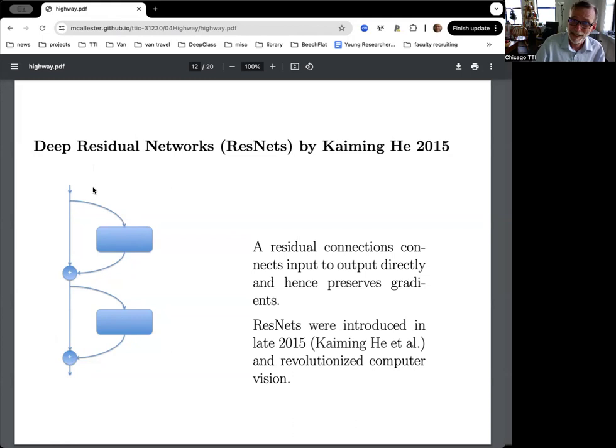So that's the idea. This is improving gradient descent by providing a direct gradient path to every layer in the network simultaneously.